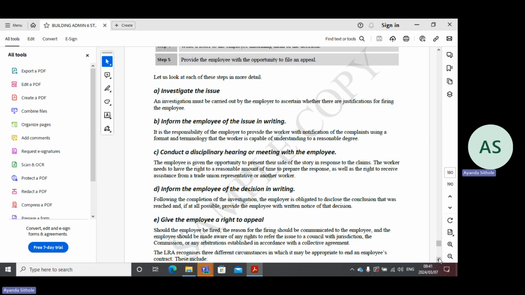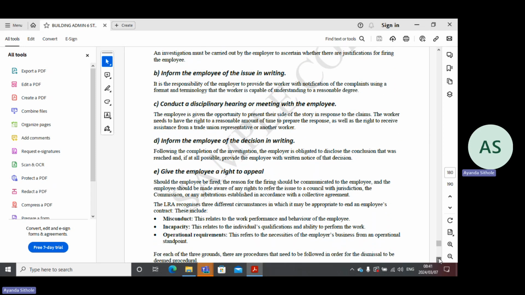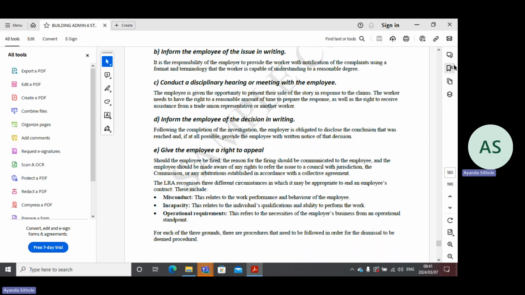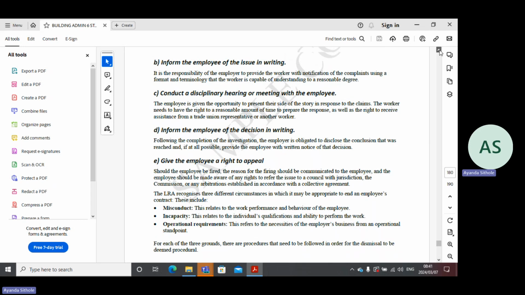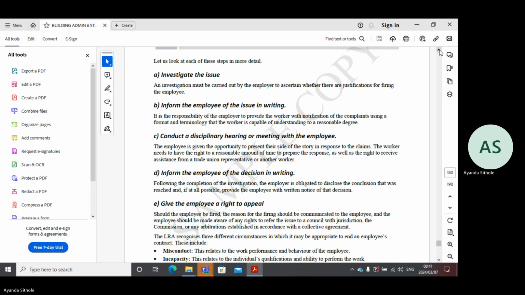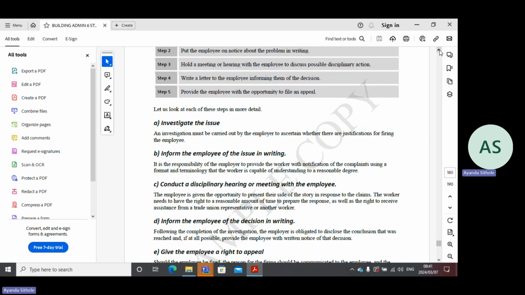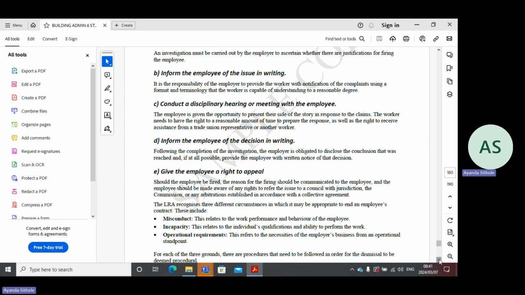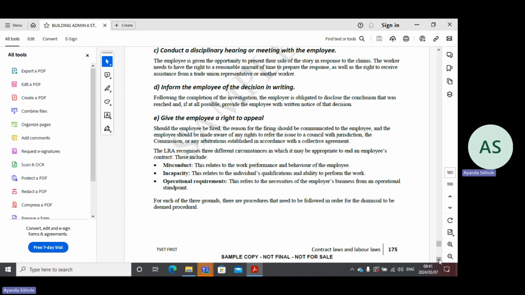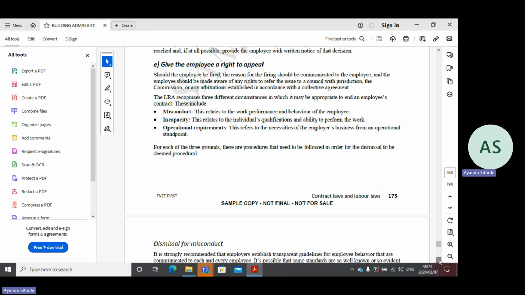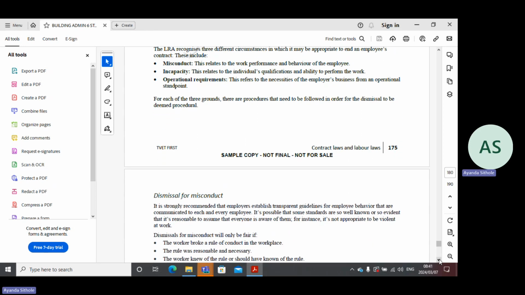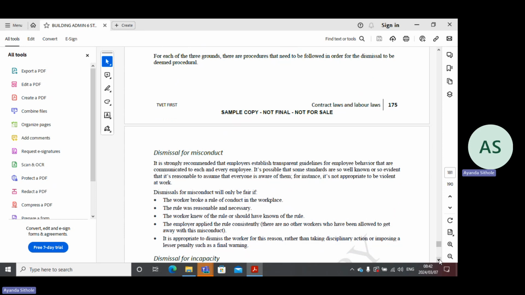So, they are explaining these examples in detail. They are explaining these steps in detail. So, guys, you can go through them. Just going to jump to dismissal for misconduct.